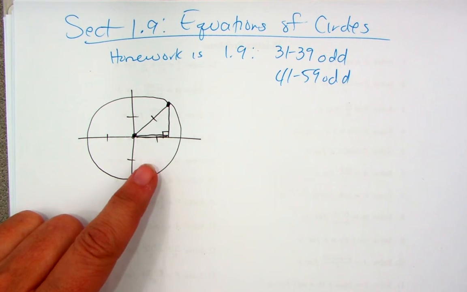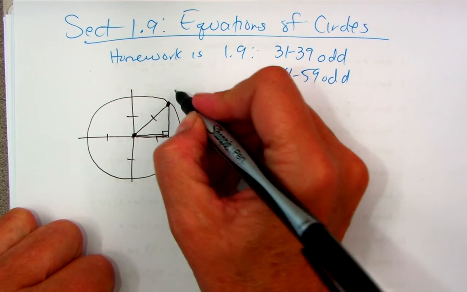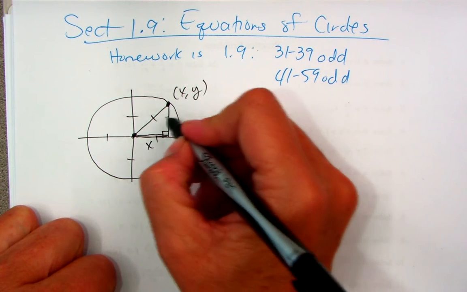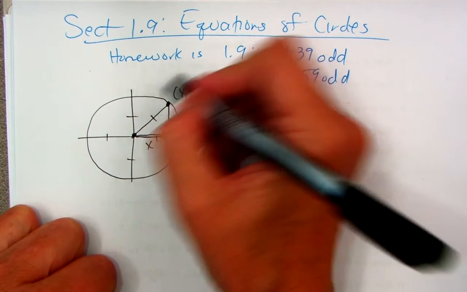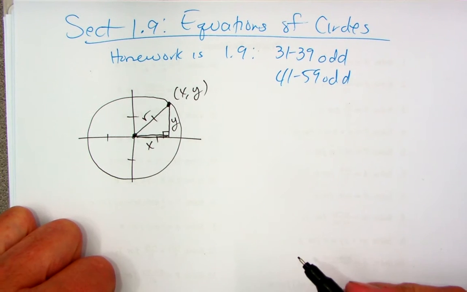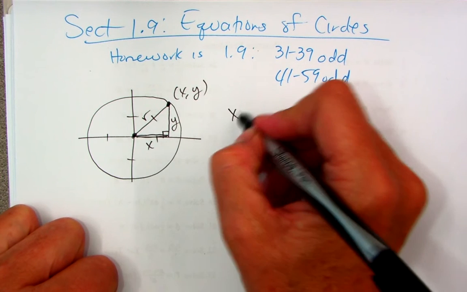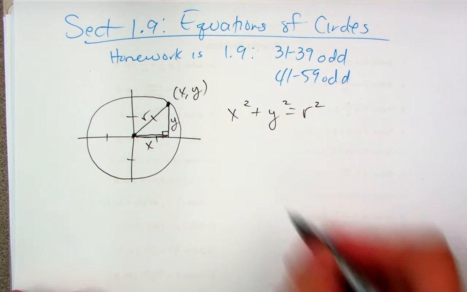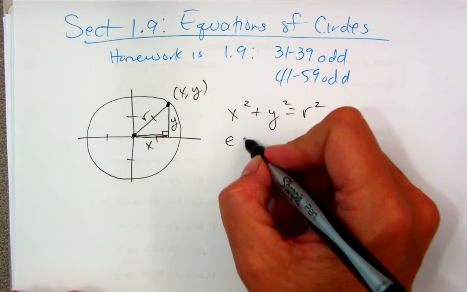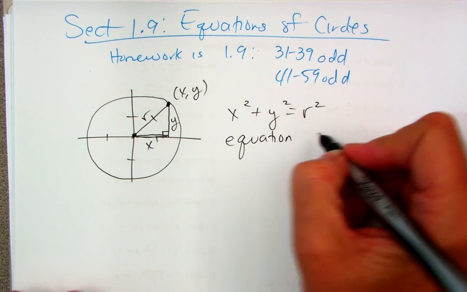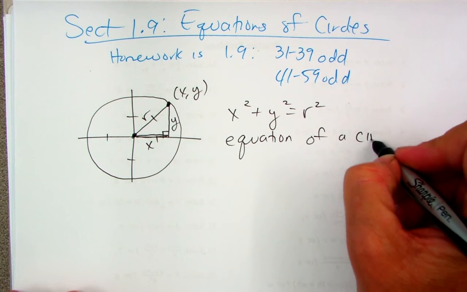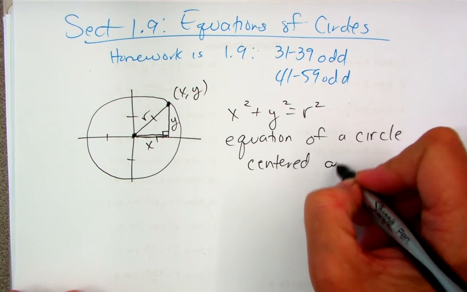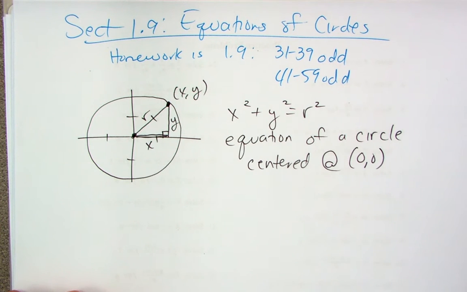So I'm going to use the Pythagorean theorem. Well, to plot that point, which is an xy point, this distance would be x. This distance here would be y. And this distance here, we'll call it r for radius. So for the Pythagorean theorem, it's x squared plus y squared equals r squared. That is not only the Pythagorean theorem, it's also the equation of a circle centered at the origin, or in other words, 0, 0.